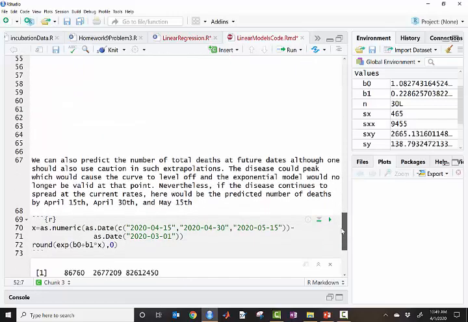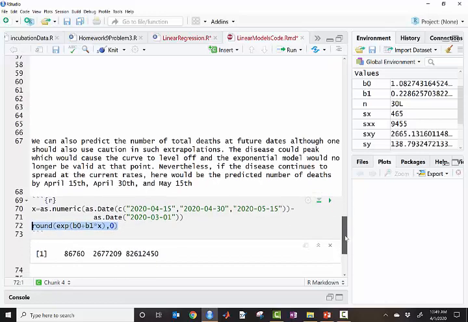So the three dates I'm going to choose are April 15th, April 30th, and May 15th. So I'm going to enter those dates in terms of how far they are after March 1st, and then I'm just going to use our model to compute the expected number of total deaths by those dates. I'm just rounding it off to the nearest integer, which is that round function. So you'll notice that if we did nothing and coronavirus continued to spread, by mid-April, we'd have about 86,000 deaths, which is bad, but it gets much, much worse. By the end of April, we'd have 2.6 million deaths, and by mid-May, we'd have over 82 million deaths.